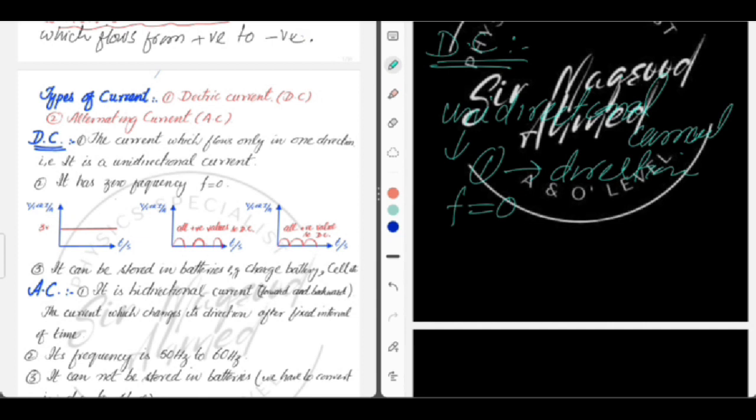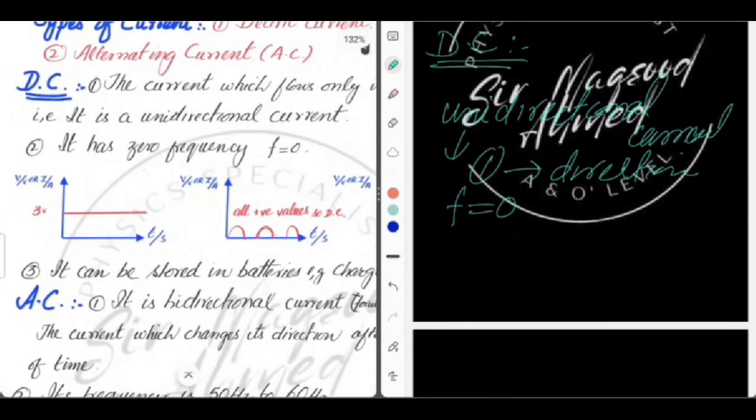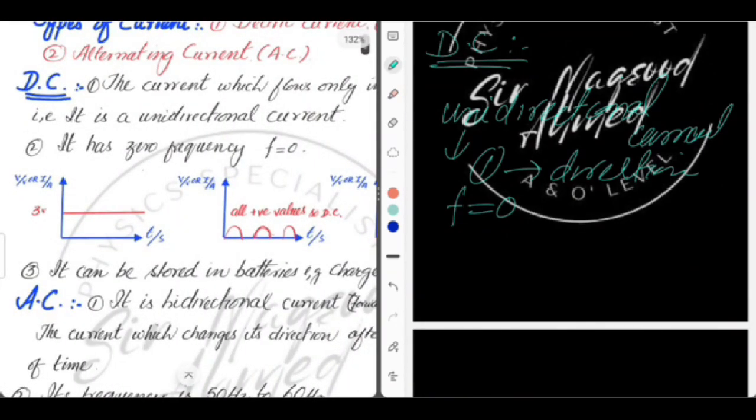Now we will discuss the graph for DC. The first graph, as shown in the diagram, is a horizontal line. A horizontal line shows its magnitude is constant. This graph is for pure DC.